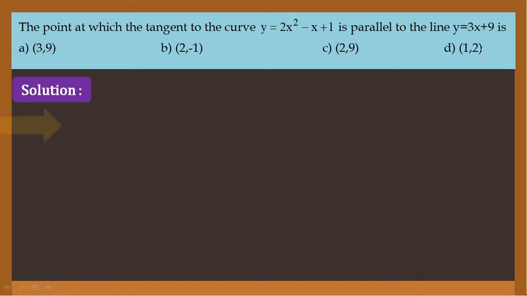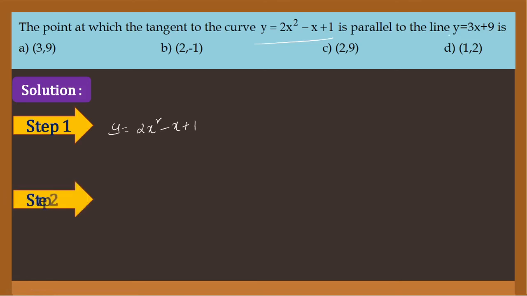Let us find this. The given curve is y equals 2x square minus x plus 1. The given line is y equals 3x plus 9. The tangent to the curve is parallel to the line, so the slopes of these two are equal. Differentiating with respect to x on both sides, we get dy by dx equals 4x minus 1, plus 0. For the line, dy by dx equals 3.